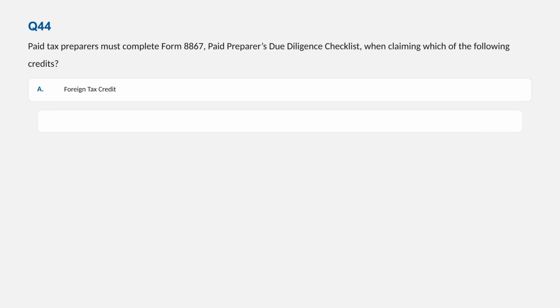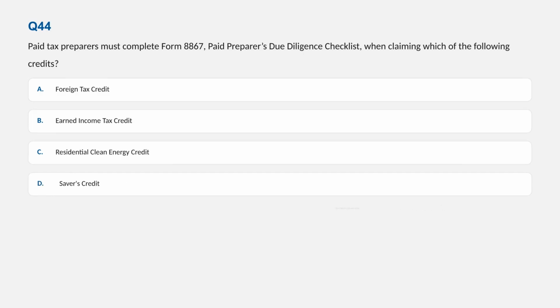Question 44. Paid tax preparers must complete Form 8867, Paid Preparer's Due Diligence Checklist, when claiming which of the following credits? A. Foreign tax credit. B. Earned income tax credit. C. Residential clean energy credit. D. Savers credit.